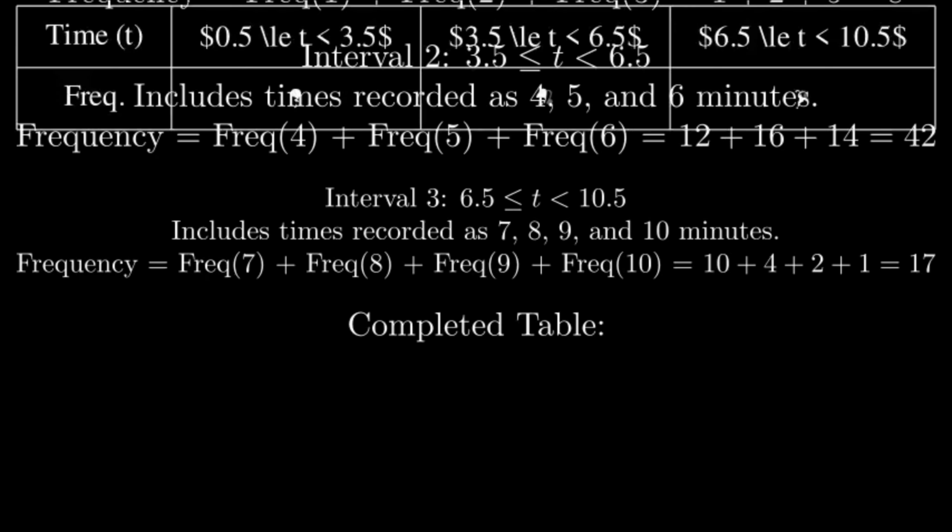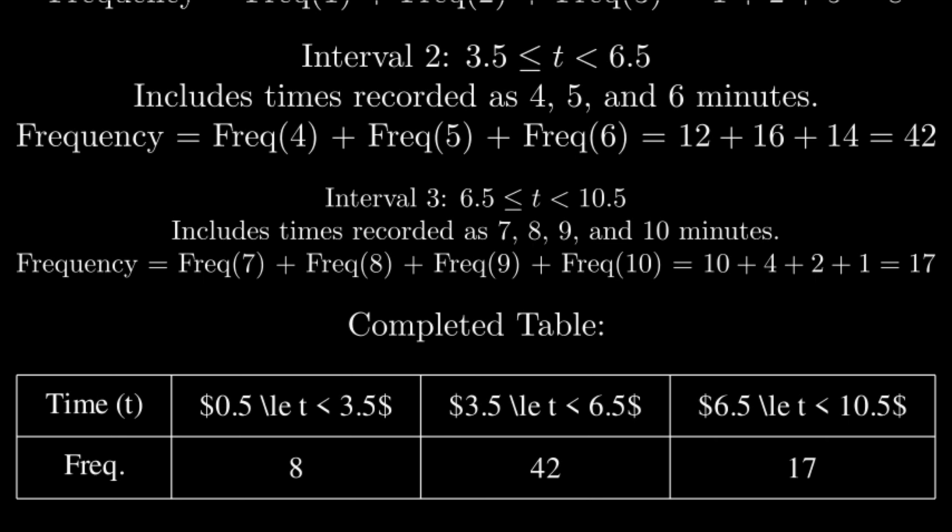And here is our completed summary table. Notice that if you add the new frequencies, 8 plus 42 plus 17, you get 67, which is the total number of students we found earlier. This is a good way to check your work.